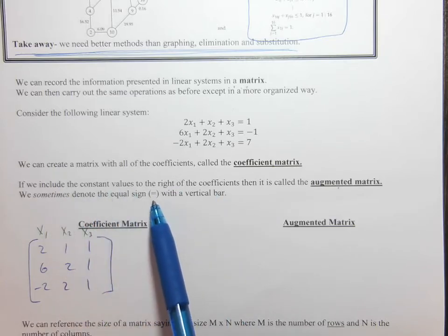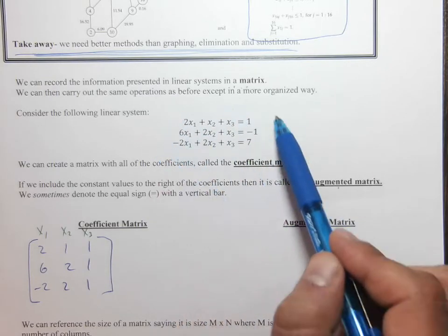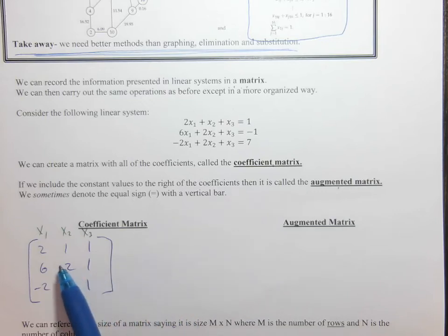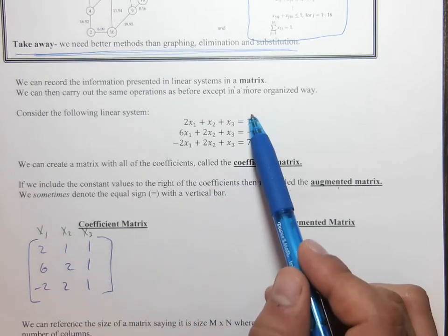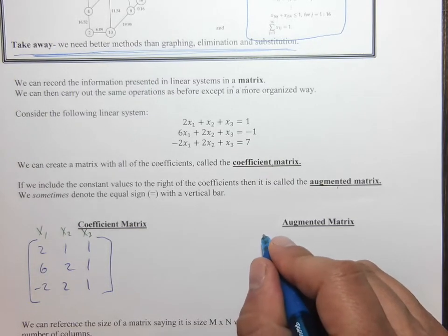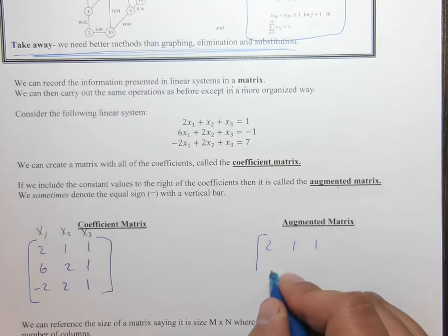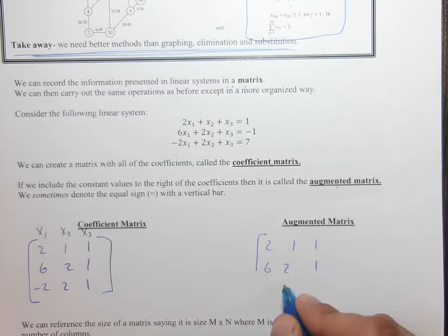Oftentimes we represent the equal sign with a vertical bar. So the augmented matrix is kind of like the entire system written in a matrix. It's going to be the coefficient matrix, but we're also going to include the constants on the right. And so the augmented matrix would look like this. Notice how I start the matrix, write my numbers in here, and then finish it when I finish writing them.